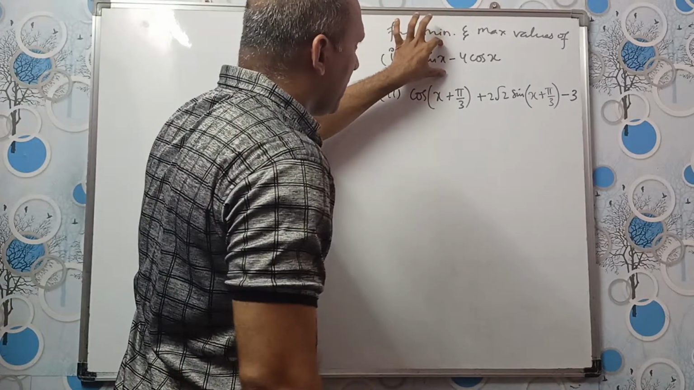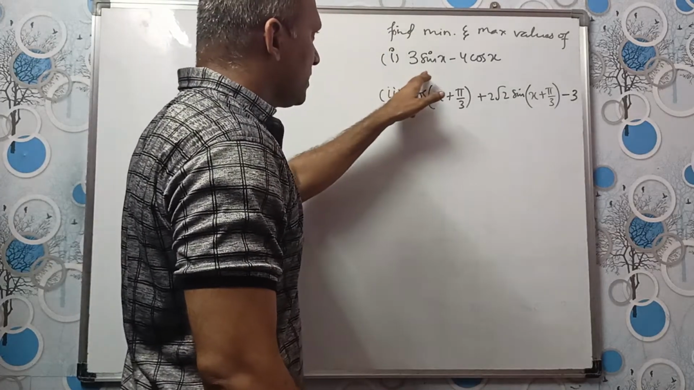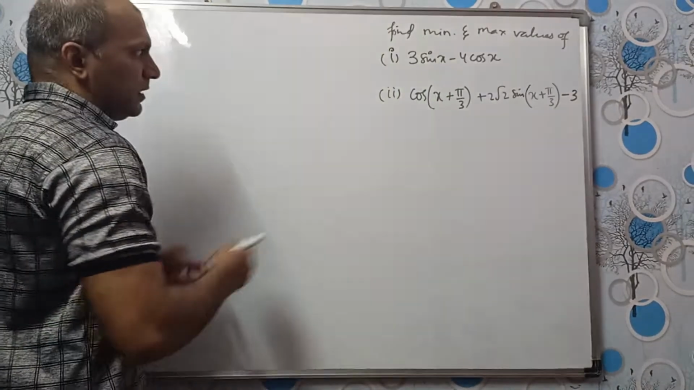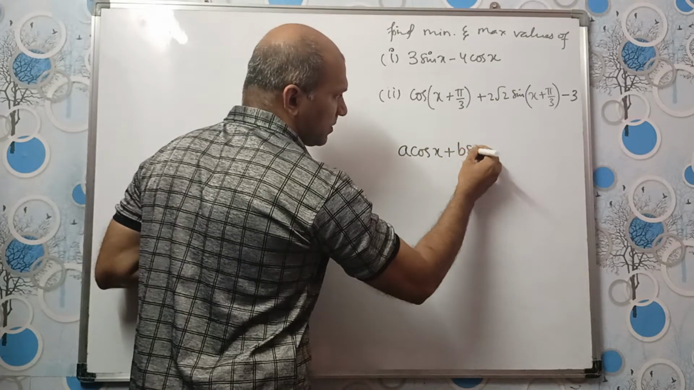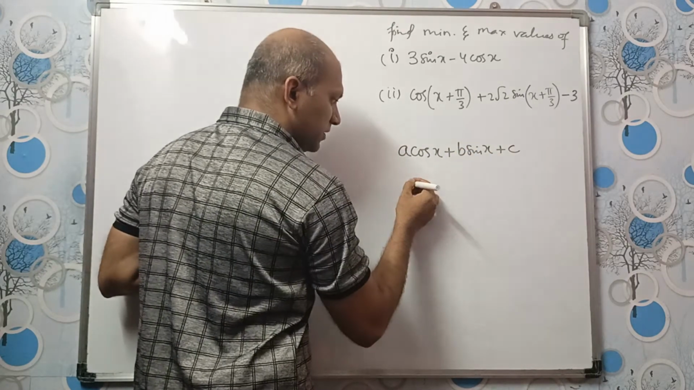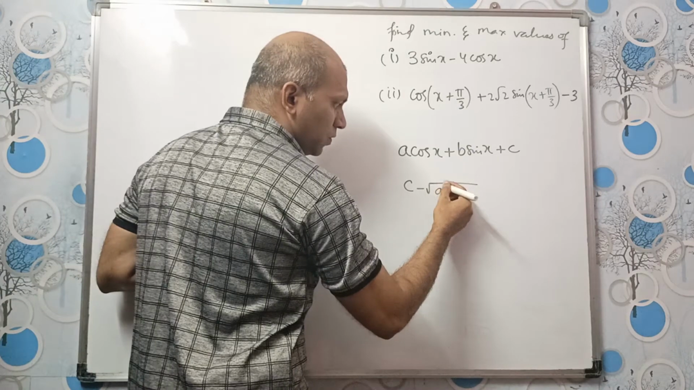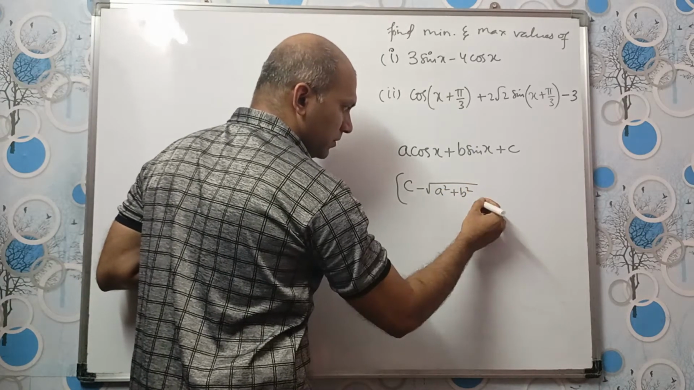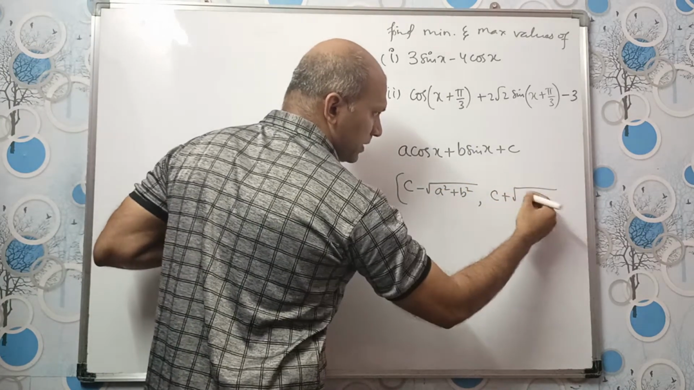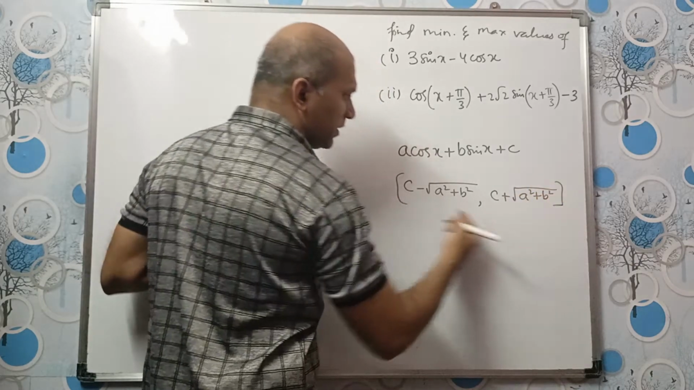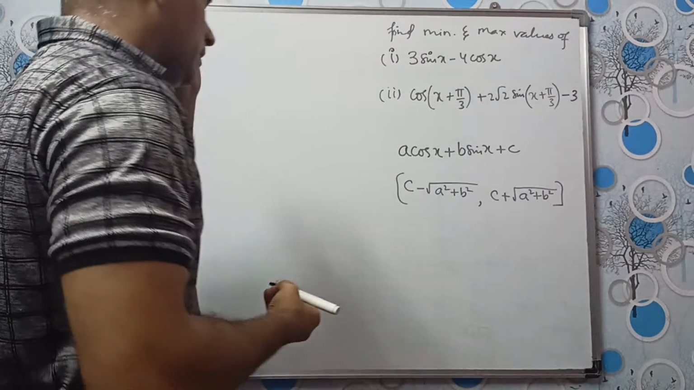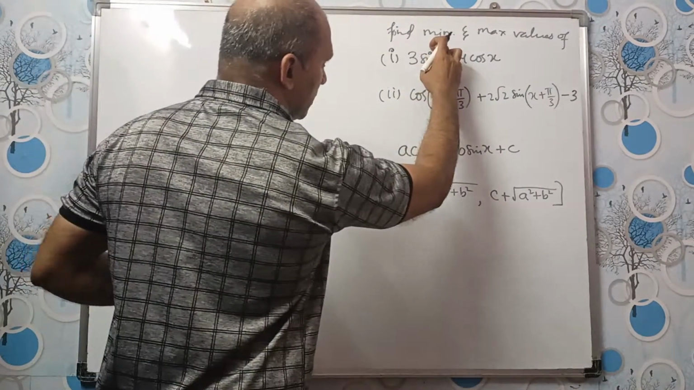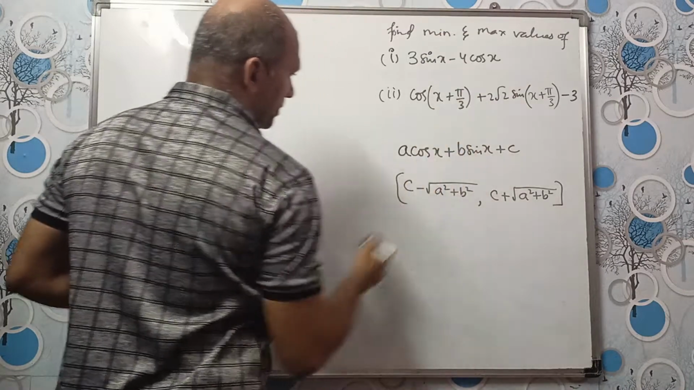Okay, let us solve these two bits now. Find minimum and maximum values of 3 sin x minus 4 cos x. Just now, if we have a cos x + b sin x + c, the minimum value was c minus root of a² + b², and the maximum value c plus root of a² + b². These were the minimum and maximum values, or we can call them extreme values, right? So compare the given function with this.